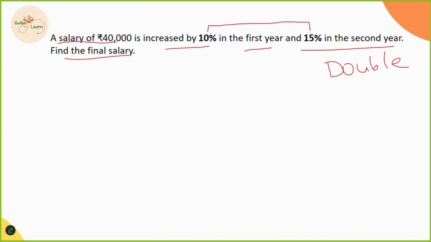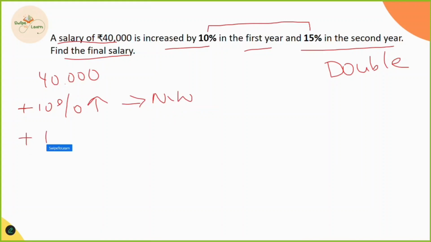So we'll calculate the final salary step by step. The current salary is 40,000. The initial salary is 40,000, and in the first year there is a 10% increase. A 10% increase is positive, which means plus 10% gives the new salary. And in the second year we have a 15% increase. That is also a positive increase, which is plus 15.